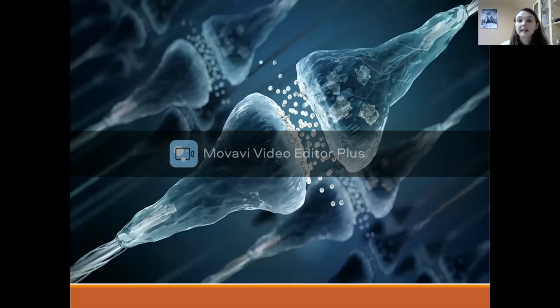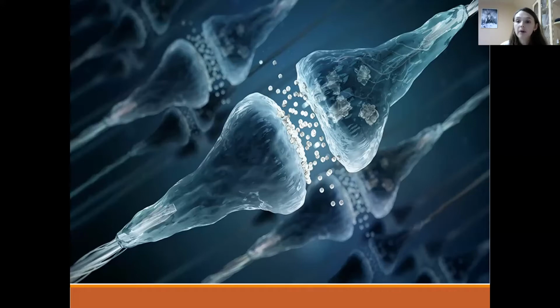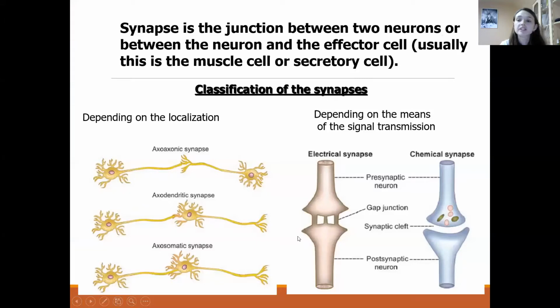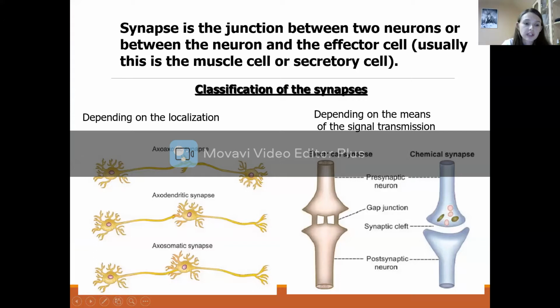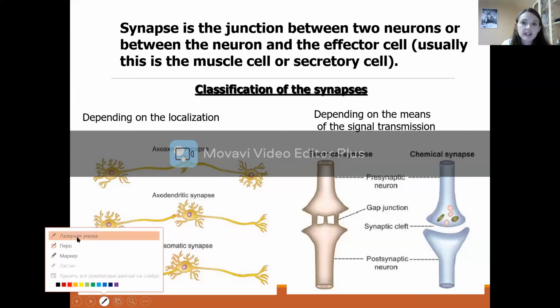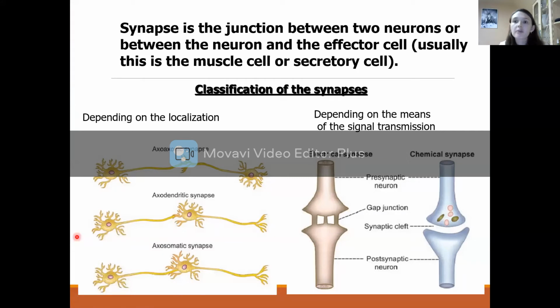So let us start to discuss the synapses. What is a synapse? A synapse is a junction between two neurons, or between a neuron and an effector cell. Mainly the effector cell will be represented by a secretory cell or a muscle cell.